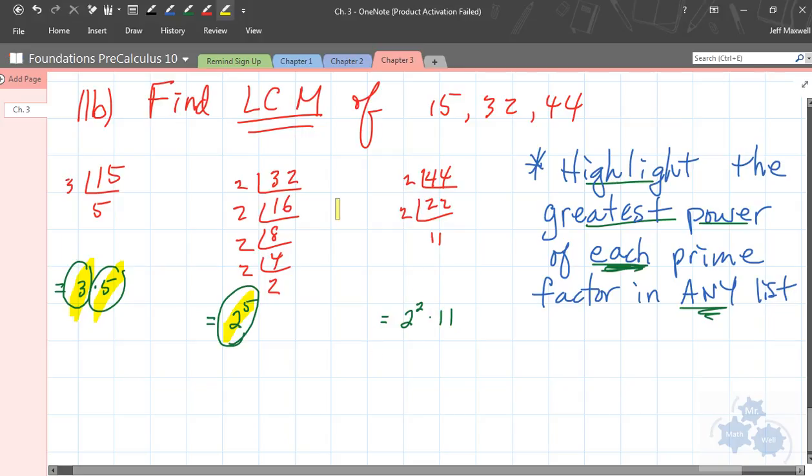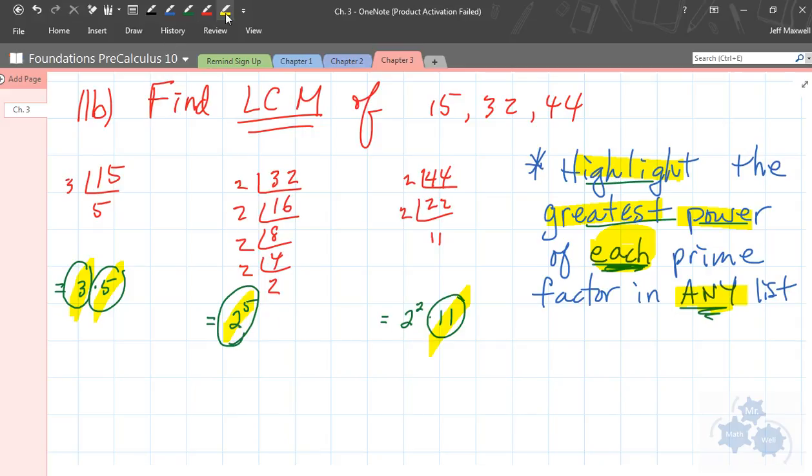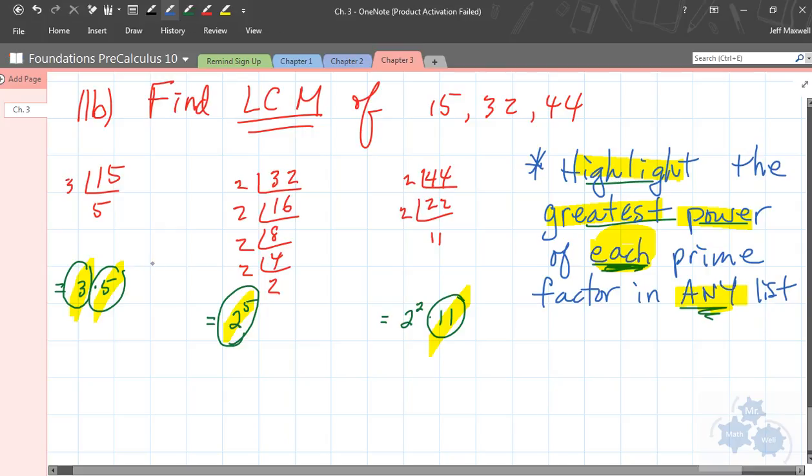And then, of course, 11. We only have one 11. And so the largest power is just 11 to the 1. So once we've done this, so that's highlight the greatest power of each prime factor in any of the lists. So again, 2 shows up twice here, but this is the highest one. So then what you do is you multiply those together.